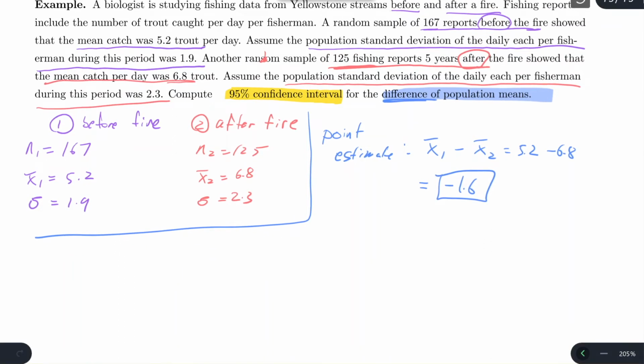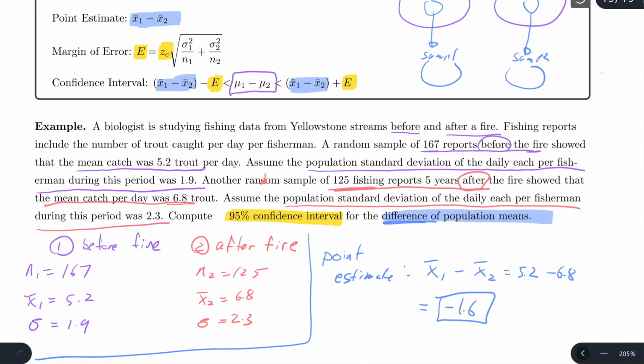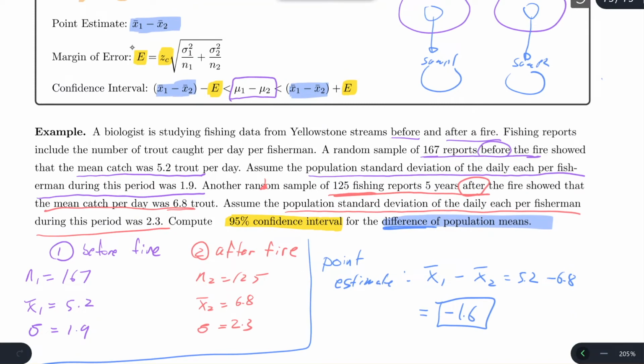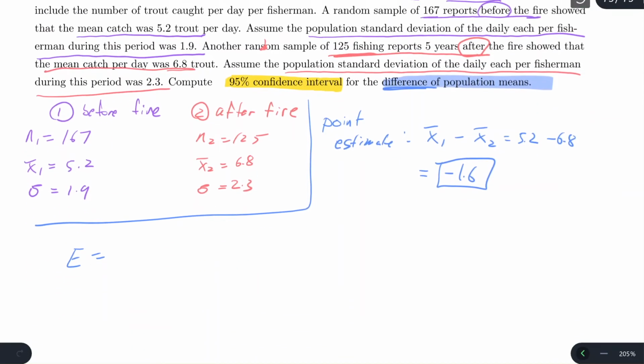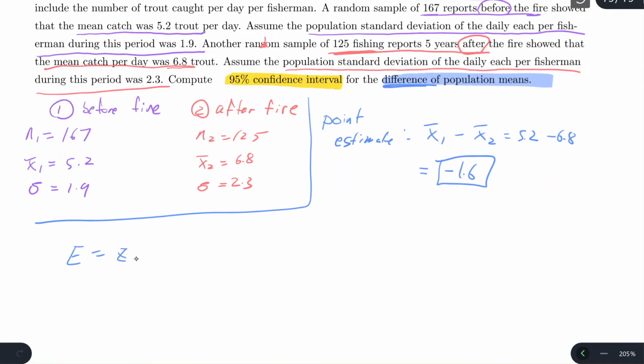Okay. So then let's find the margin of error. For the margin of error formula, we're using this one right here, so let me write that down. Z of C times the square root of population standard deviation of the first group squared over sample size N1, plus population standard deviation of the second group squared divided by N2.